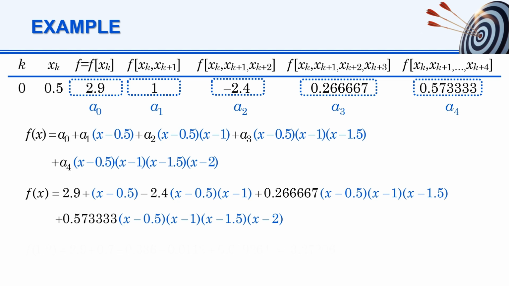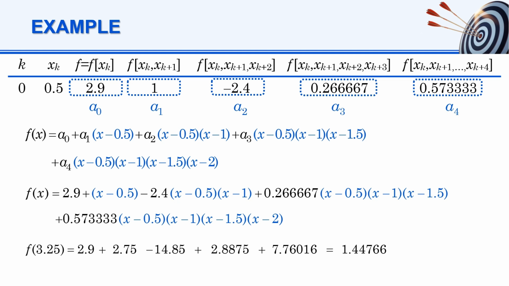3.27206. For x equals 2.5, we obtain minus 0.64. And finally, for x equals 3.25, the interpolated value yields 1.44766.